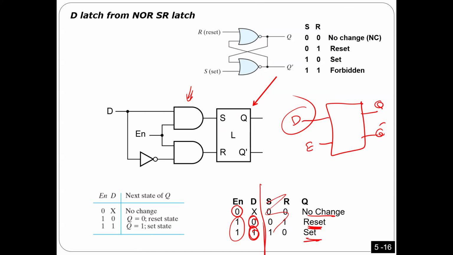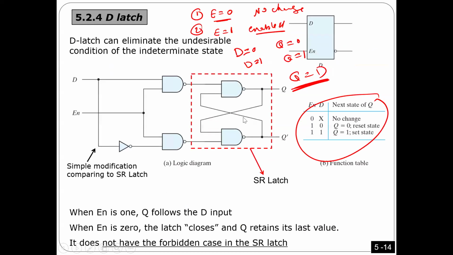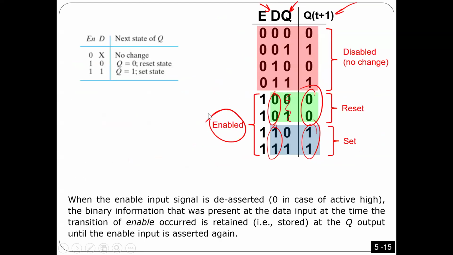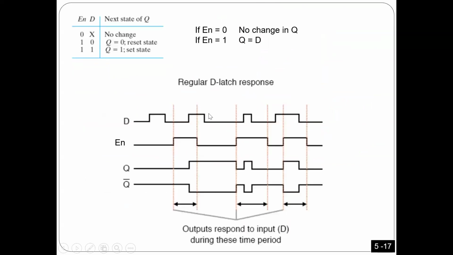I can do it using NOR gates as you see here, and I can do it using NAND gates. What I want to tell you is that I started with something very basic, this part. And then I added this part, and then this part, to create the D latch. Any questions?